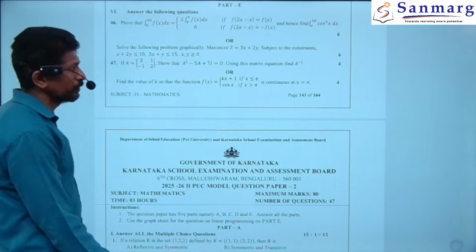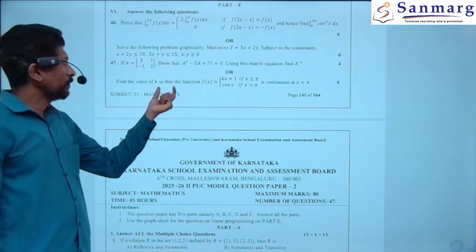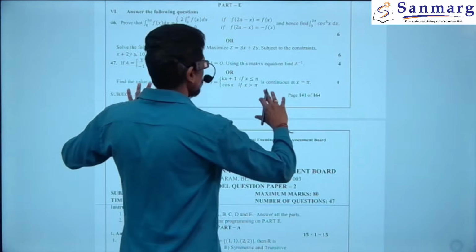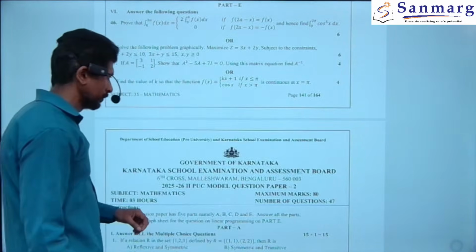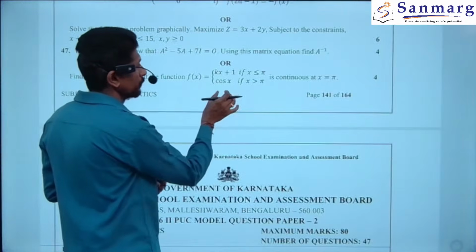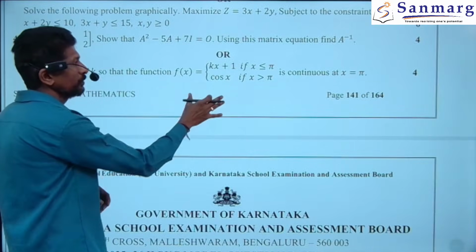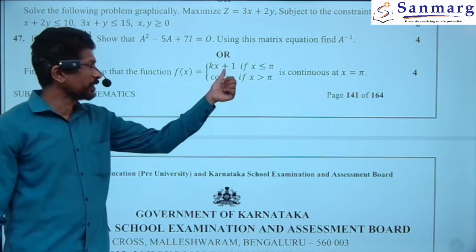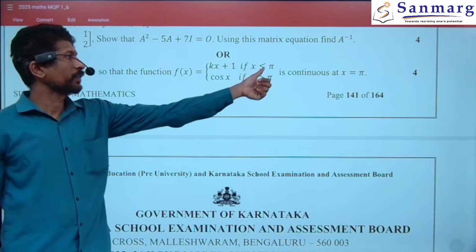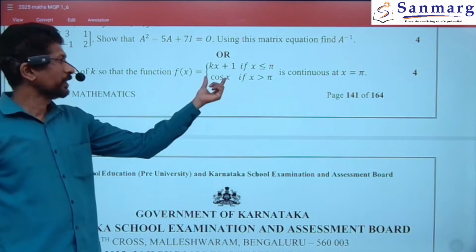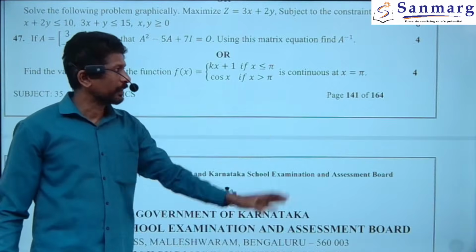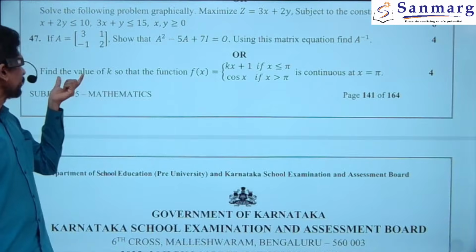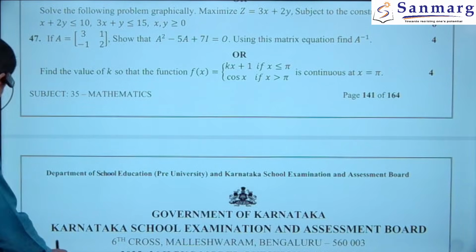Another one, as you are seeing, find the value of k in the function. Are you seeing the problem now? The function of x is kx plus 1 if x is less than or equal to pi, and cos x if x is greater than or equal to pi. Here the function is already continuous. At x equal to pi itself you have to find the value of k now. So now I will go with this question.